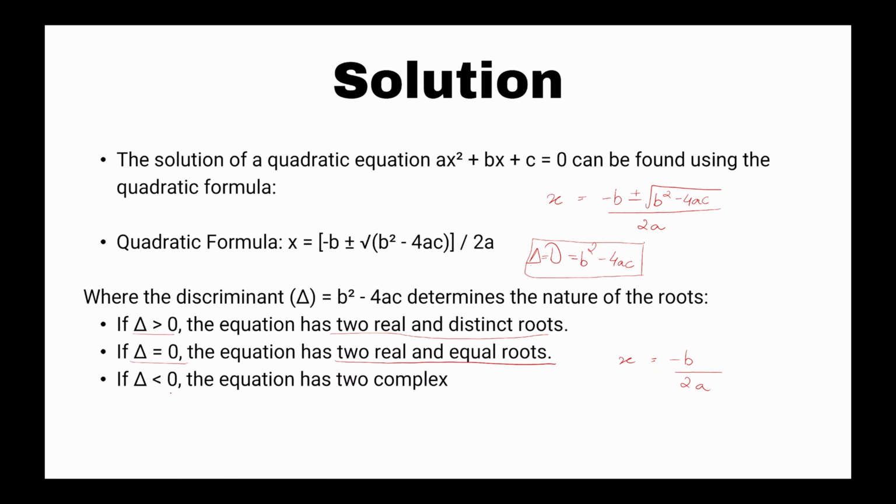And when delta is less than 0, let's say inside the root I have minus 24. How can we find the root of minus 24? It is not possible for us. So it is an imaginary number. That is why we say the equation has two complex roots. So remember this about the discriminant. It comes in handy while solving questions.